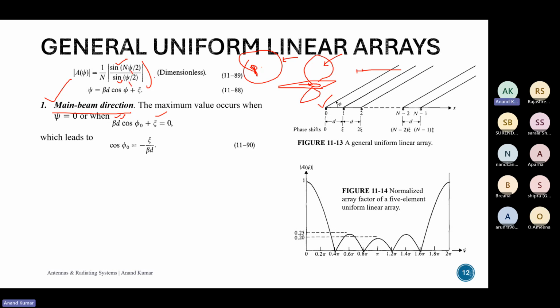So for taking limits, if you remember, there is something known as L'Hospital's rule. Based on that, we get the limits at psi equals 0. We get the maximum of this function, so psi equals 0 is the maximum, which implies beta d cos phi plus xi equals 0, and this implies cos phi equals minus xi by beta d.